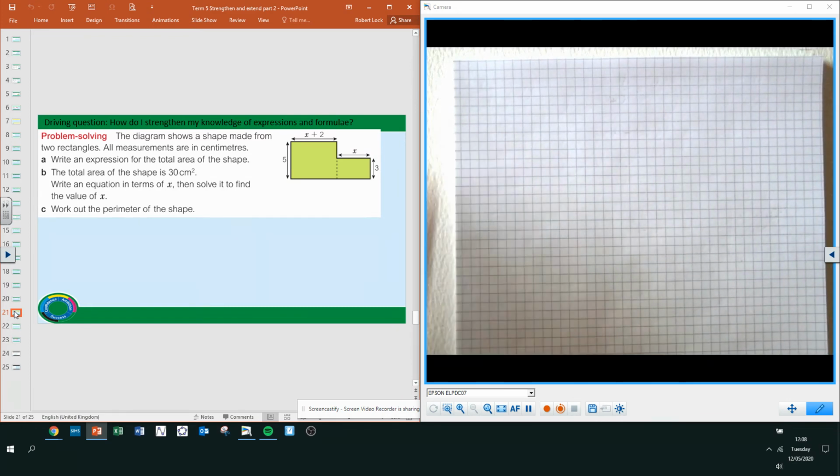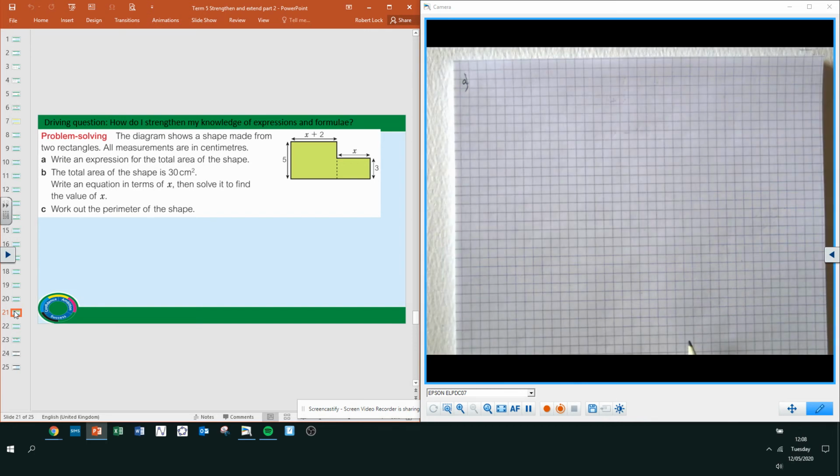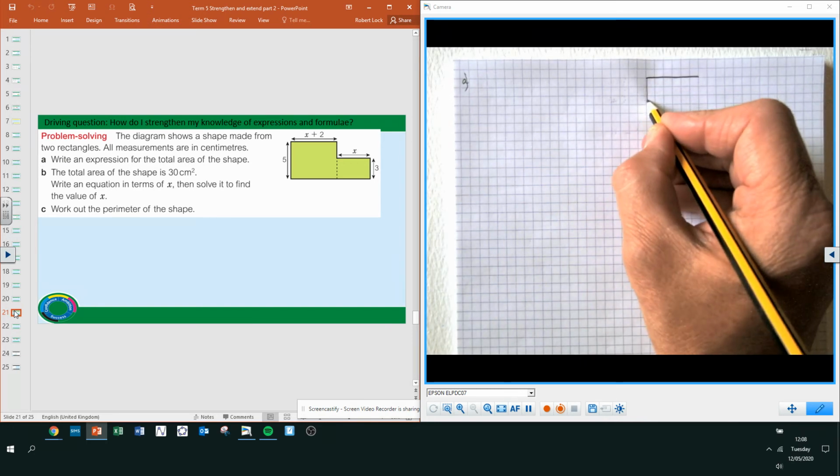Problem solving. The diagram shows a shape made from 2 rectangles. All measurements are in centimeters. A. Write an expression for the total area of the shape. Be careful. Right, well, let's see if we can draw the shape out. It doesn't have to be exact.